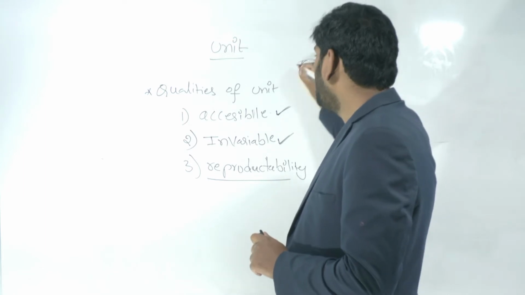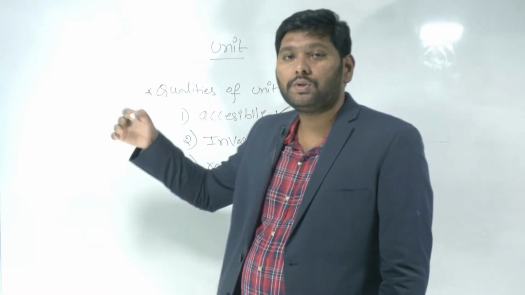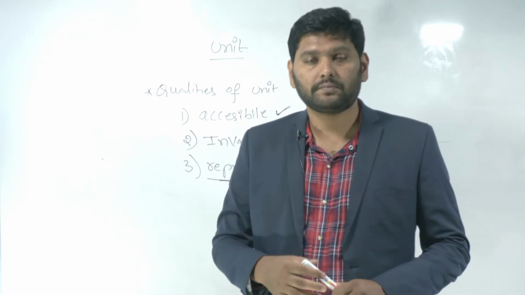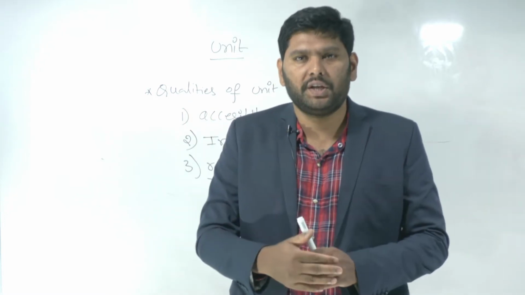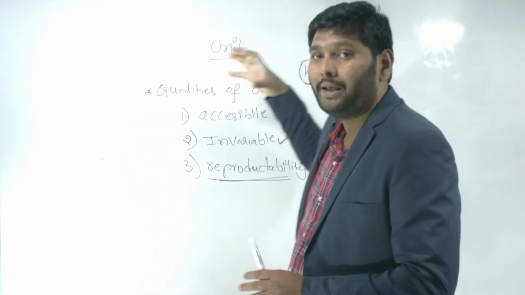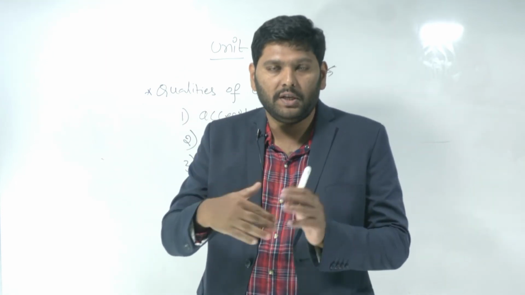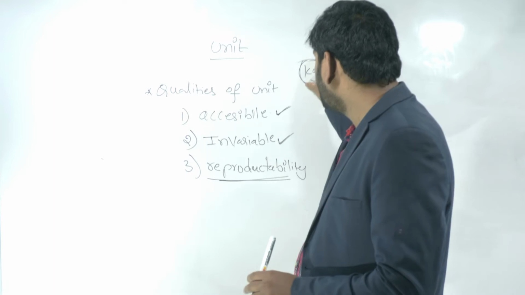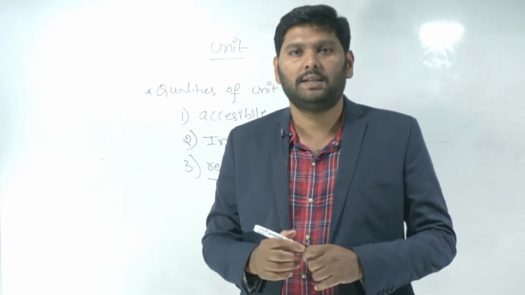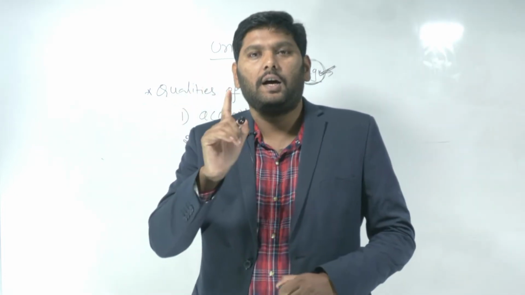Since kg is used as a unit, we are reproducing the same value. For example, if you have more than 1 kg, what will we do? You multiply with integers. Understand? When you multiply with integers, this kg is reproduced repeatedly. That is the reason we use kg as a mass unit.